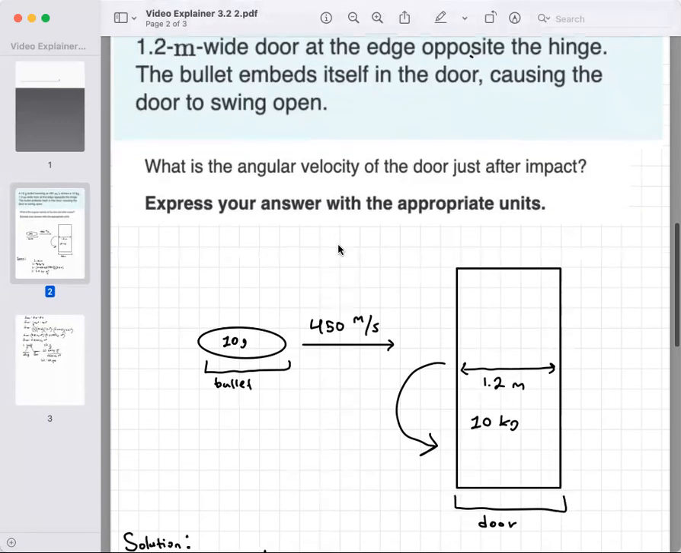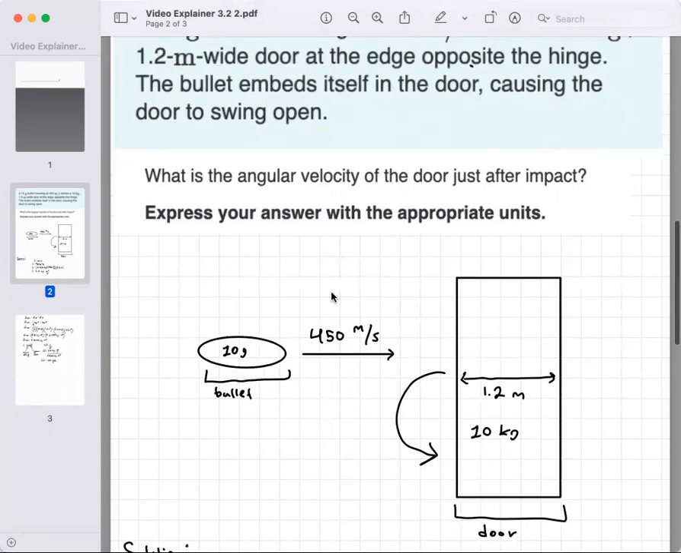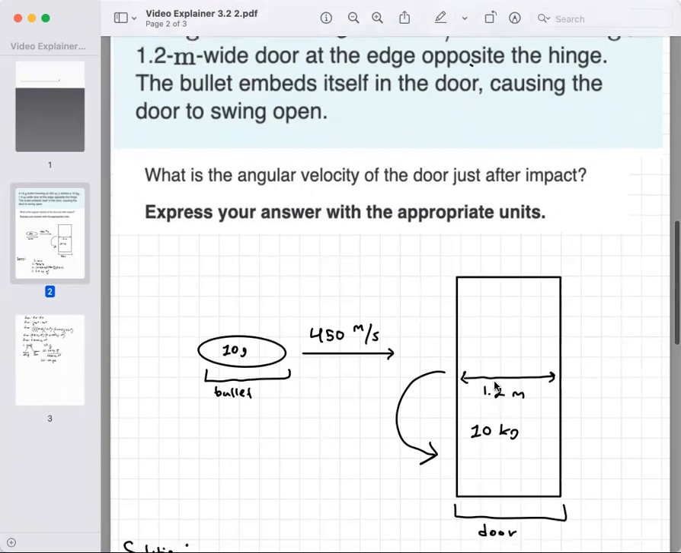So first I drew out a diagram to show what is going on in the situation. A 10-gram bullet is traveling in this direction at 450 meters per second, and then this door, which is 10 kilograms and about 1.2 meters wide, is embedded by the bullet, and it swings open in this direction due to the force of the bullet.